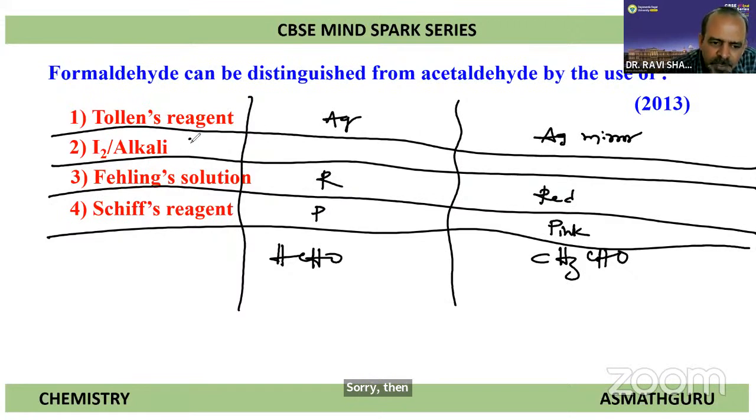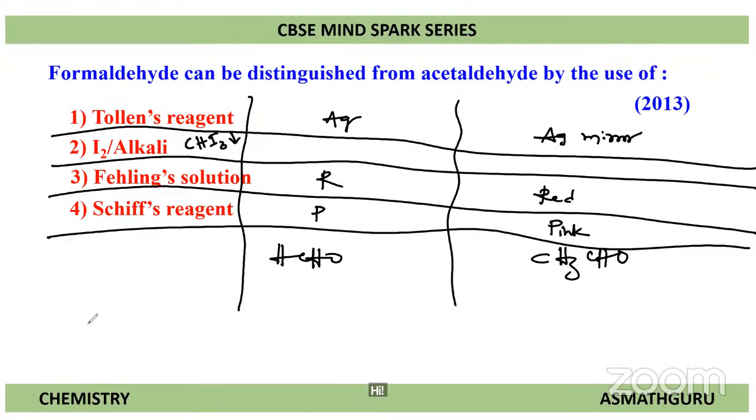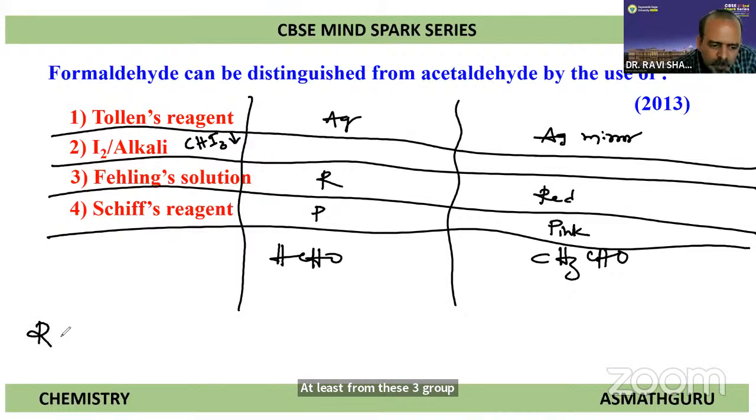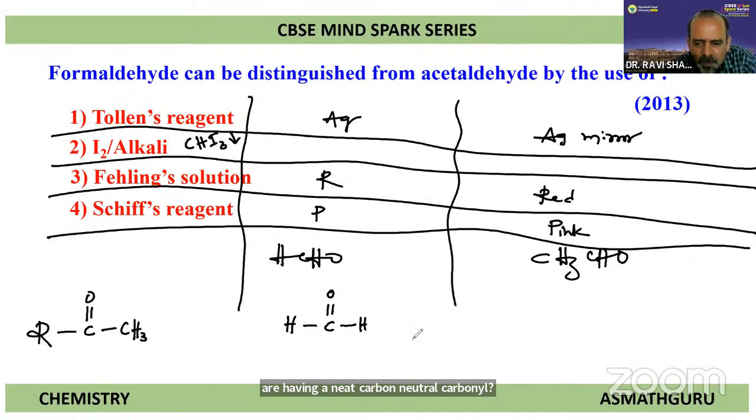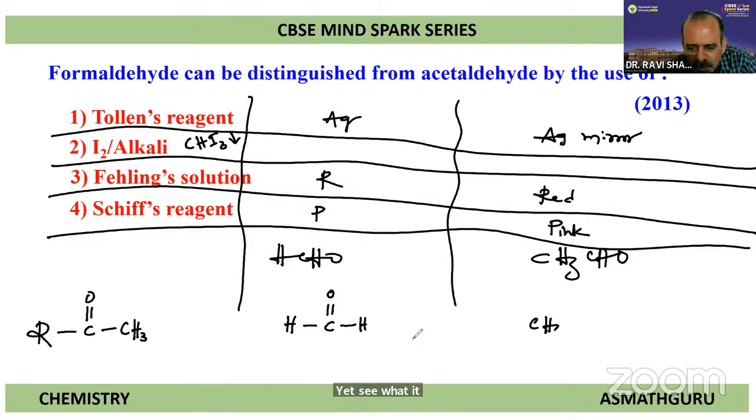Sir, this is the iodoform reaction, sir. What is iodoform? We get CHI3. It requires at least one CH3 group. And who can give this? Only those compounds which have a methyl carbonyl. What is methyl carbonyl? CO attached to CH3. What is HCHO? HCHO. And this is CH3CHO: CH3 and C double bond O, H.